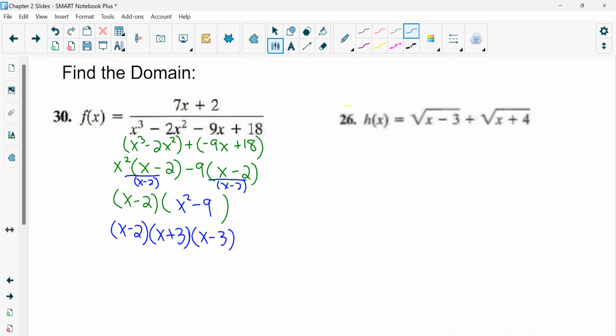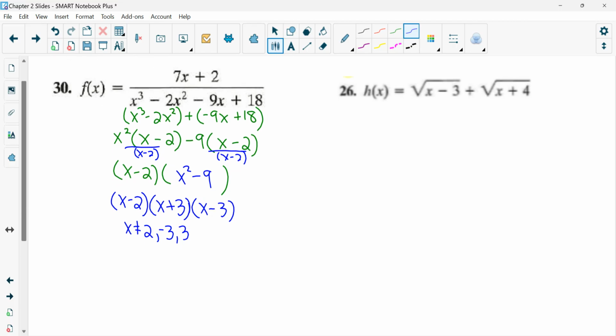Okay, so that means my restrictions, when we set each of those equal to 0, the x cannot be 2, because 2 minus 2 is 0. It cannot be negative 3. Negative 3 plus 3 is 0. It cannot be positive 3. Positive 3 plus 3 is 0. So if you can make your intervals based off that, go right ahead.